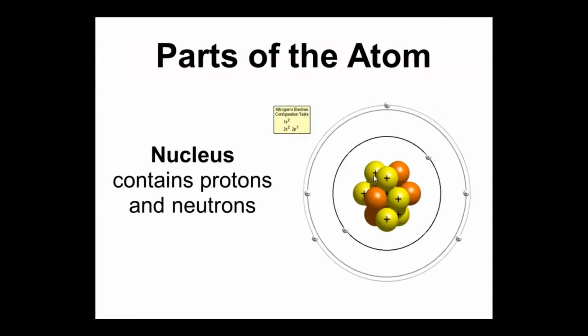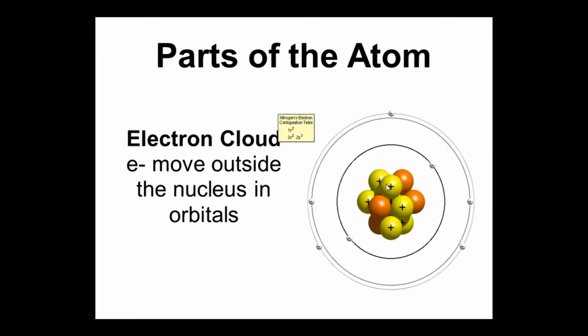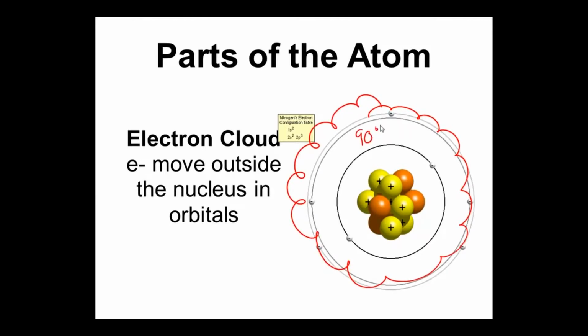The nucleus of the atom, which is right in here, contains the positive protons and the neutral or zero charge neutrons. And we're going to have the electron cloud on the outside. The electron cloud is the zone that surrounds the nucleus, and this is a zone where we say electrons are found 90% of the time. Okay? So electrons move outside the nucleus in orbitals, not in circular orbits, but what's known as orbitals.